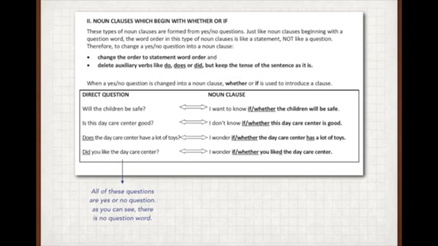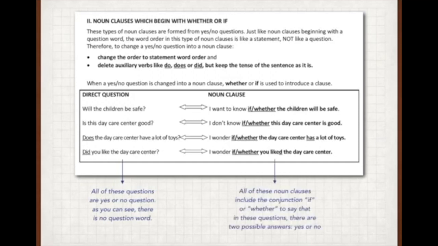For example, will the children be safe? I can say, I want to know if the children will be safe. Or, I want to know whether the children will be safe. Now, please remember, on the left we have questions. Obviously, in the noun clause we have to use the affirmative form. So, does the daycare centre have a lot of toys? Becomes, I wonder if the daycare centre has a lot of toys.